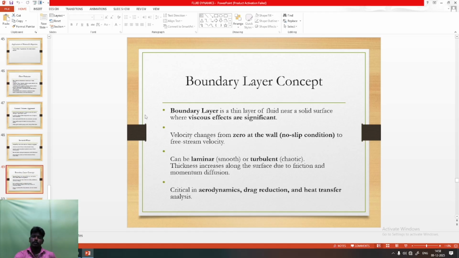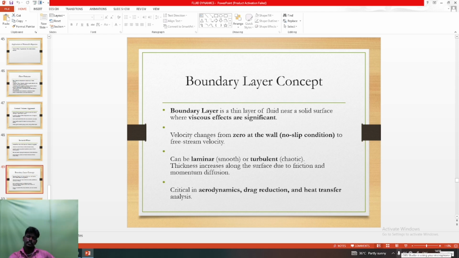Then the boundary layer concept in fluid dynamics and aerodynamics. This is a very important concept, because whenever a fluid moves from one place to another, a boundary layer is present. The boundary layer is a thin layer of fluid near a solid surface where the viscous effects are significant. The velocity changes from 0 at the wall to the free stream velocity. At the wall the velocity becomes 0, that is called the no slip condition.